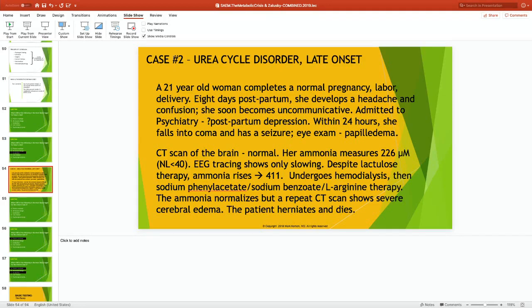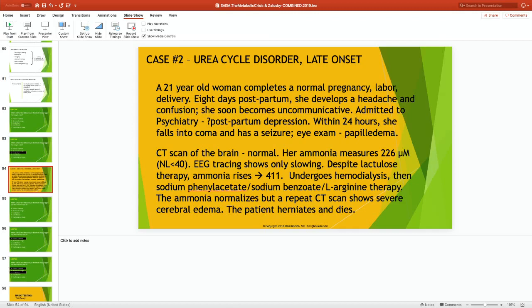A CT scan of the brain is normal. Her ammonia measures 226, normal less than 40. An EEG tracing shows only slowing, typical for a metabolic disorder. Despite lactulose therapy, the ammonia rises to 411. She undergoes hemodialysis, then the waste nitrogen scavenging medications. The ammonia normalizes, but a repeat CT scan shows at that point severe cerebral edema. The patient herniates and dies.